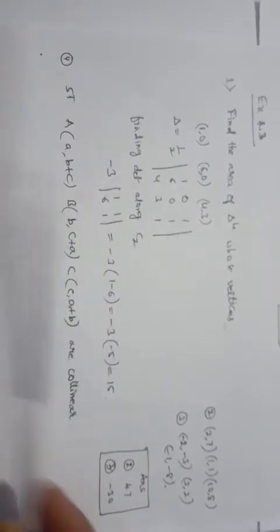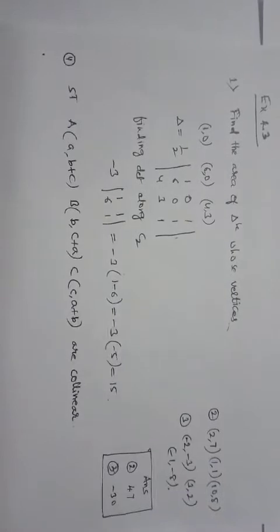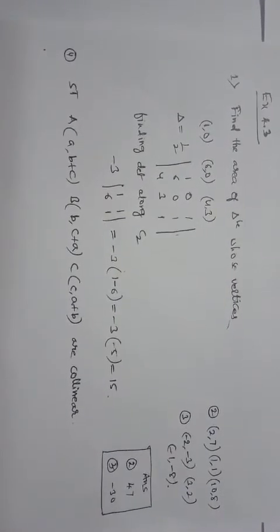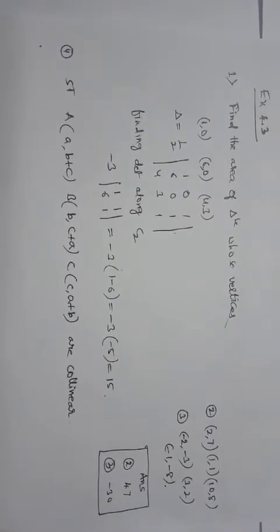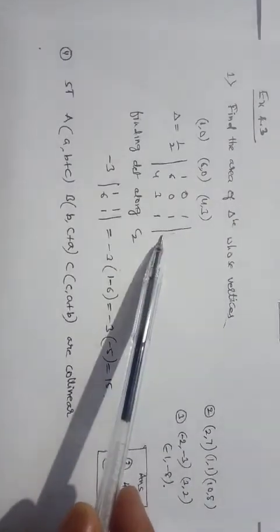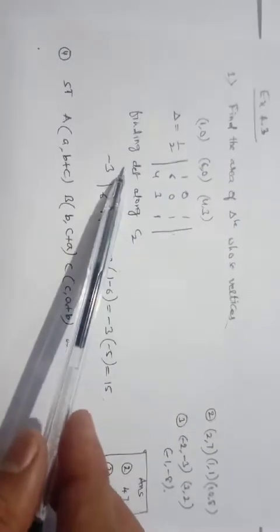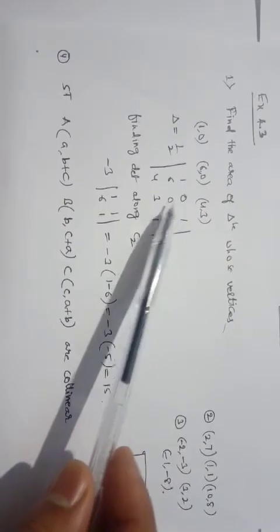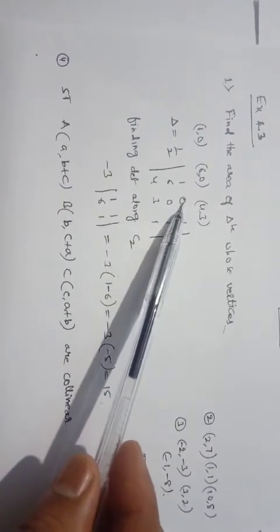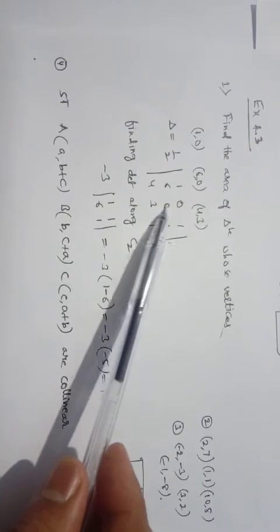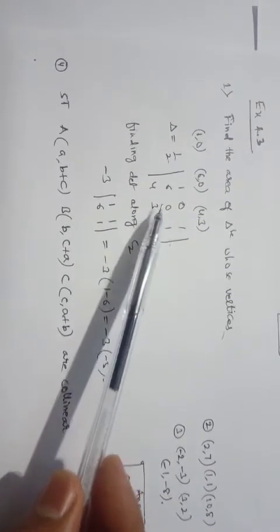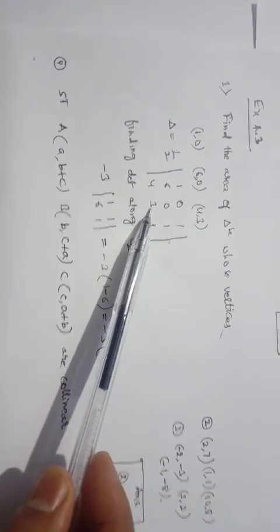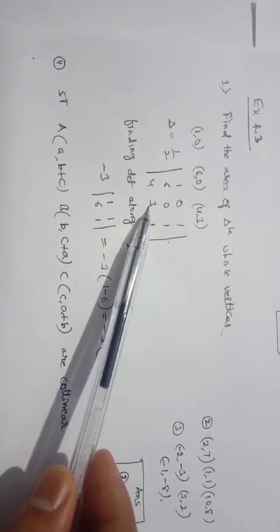So x1, y1 is going to be 1, 0; x2, y2 will be 6, 0; x3, y3 will be 4, 3. Substituting in this formula, we find the determinant along C2. Along C2 we already have two zeros, so these two values will become 0, and we only need to find the value at the third element.